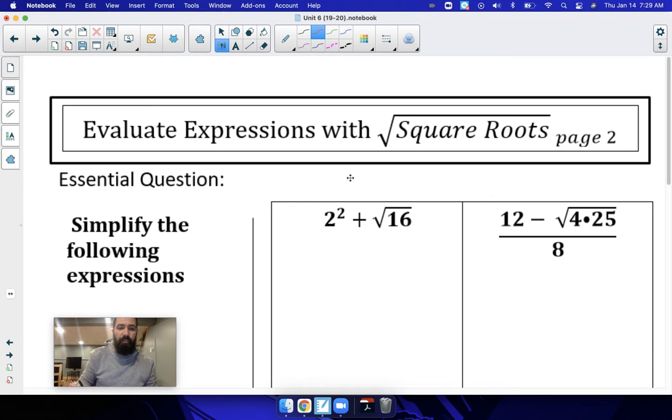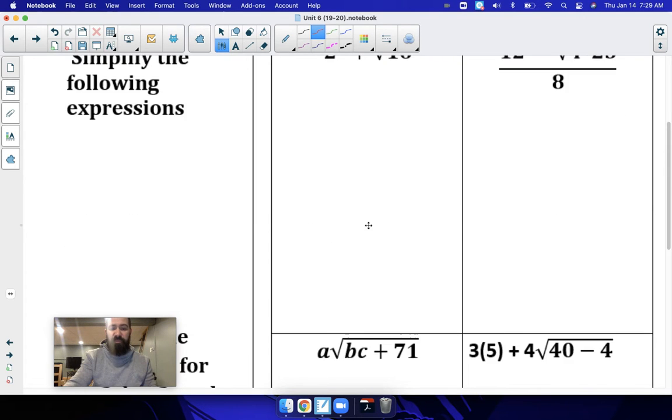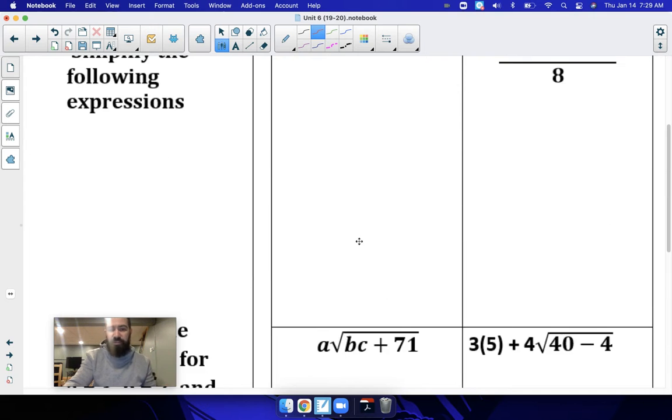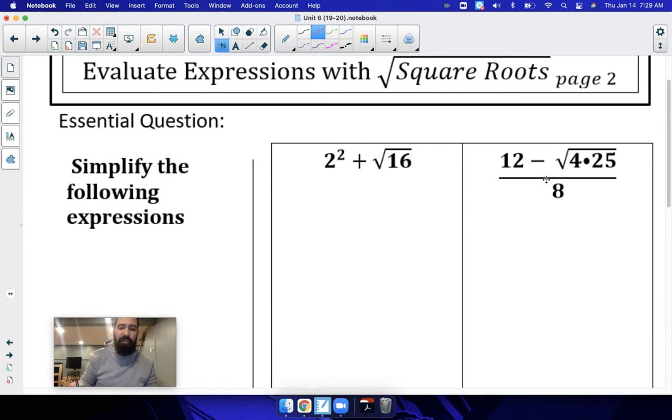All right, welcome back. We are on part two of evaluate expressions with square roots. We're going to simplify some expressions, and we're also going to do some evaluating by plugging some numbers into the expression. So let's continue here, simplifying some expressions.